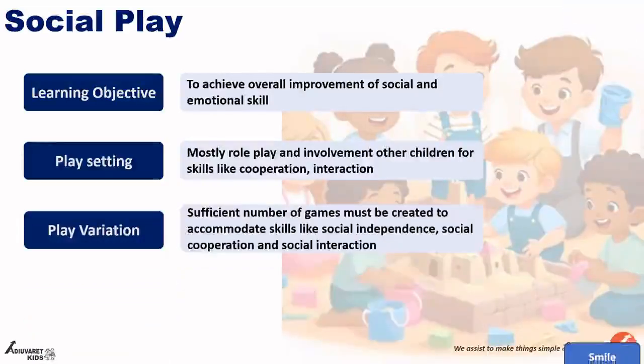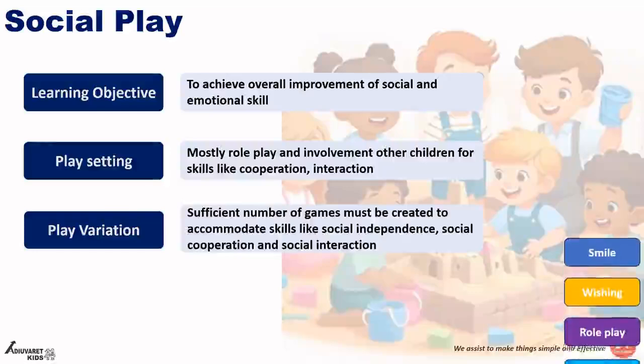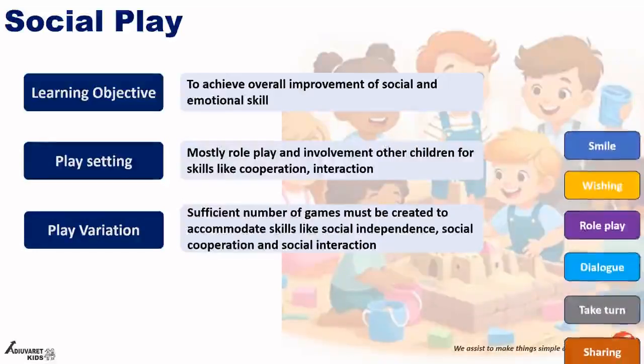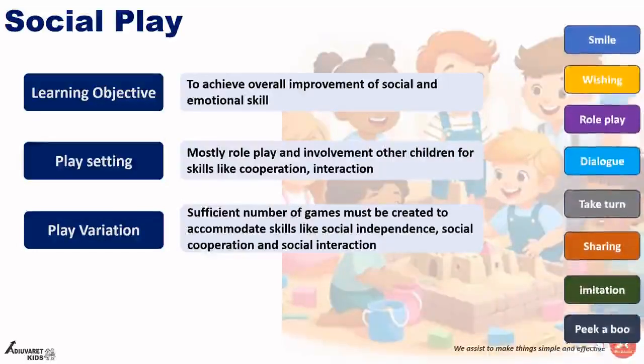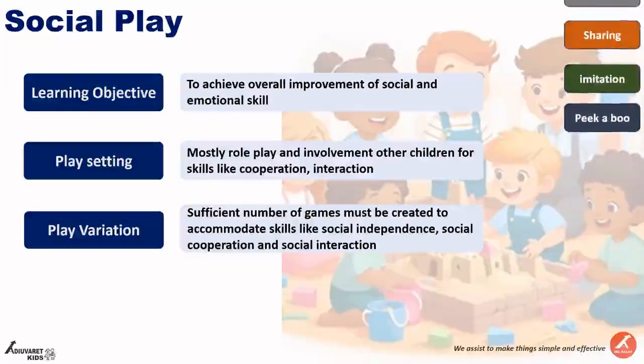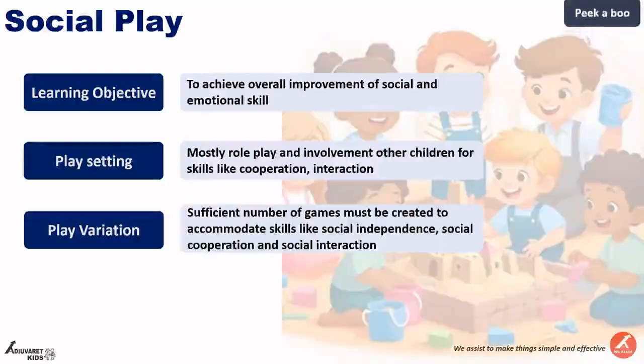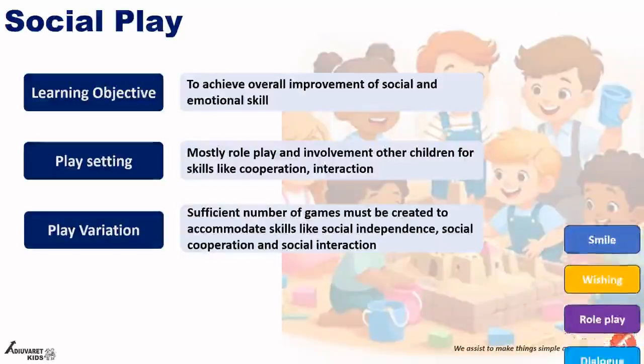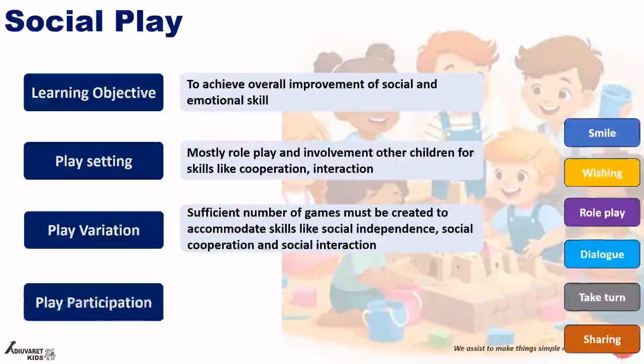Now play variation. A sufficient number of games must be created to accommodate skills like social independence, social cooperation, and social interaction. These are the basic components of social skills. So the play variation has to be done in order to accommodate such social skills.